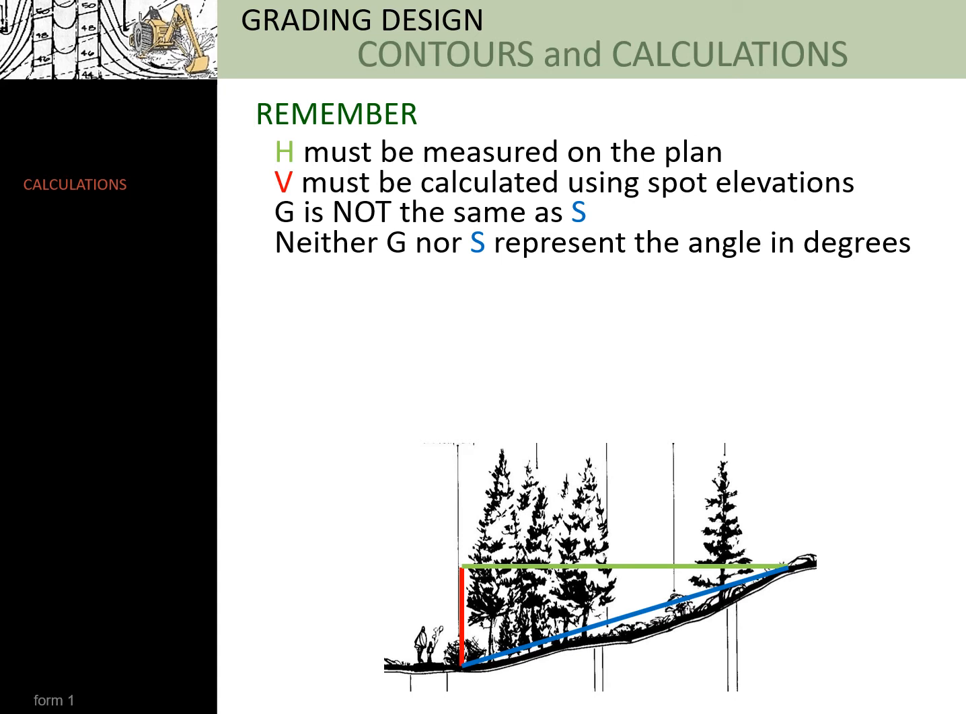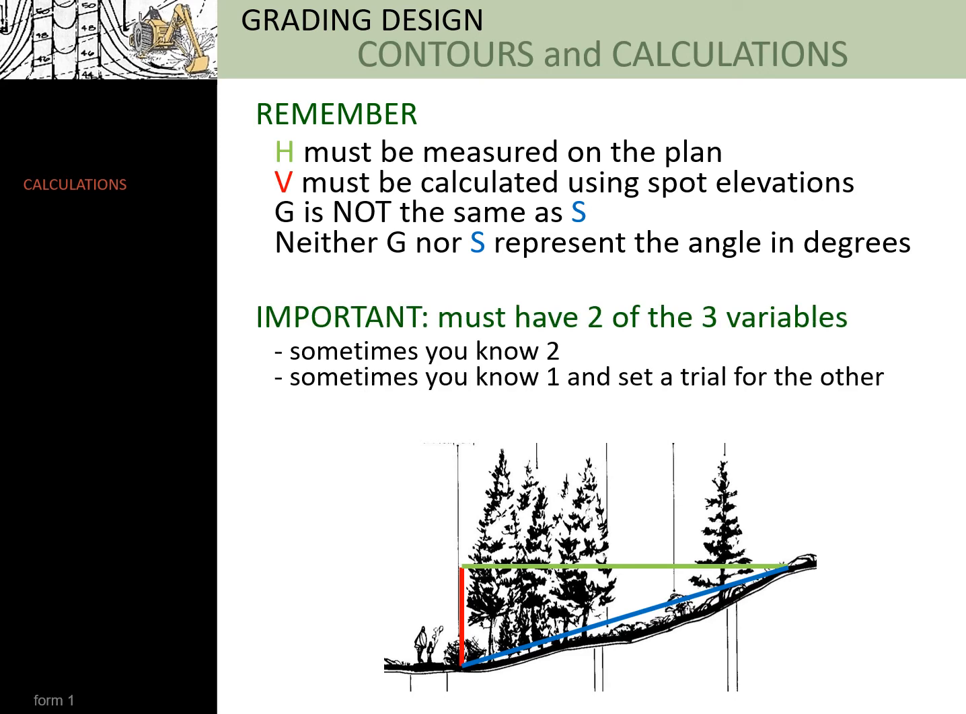Instead, we represent slopes in either gradient percentages or ratios in this class. I will explain what ratios mean in a few minutes. So, in order to calculate slope, we must have 2 of the 3 variables. Sometimes you know 2, sometimes you know only 1 and have to set a trial for the other. Next, we'll use examples to explain what that means.